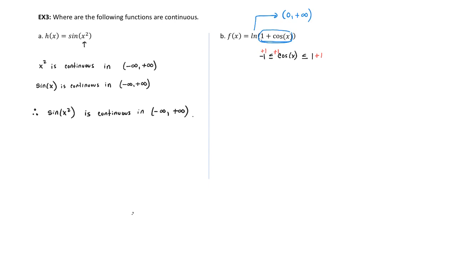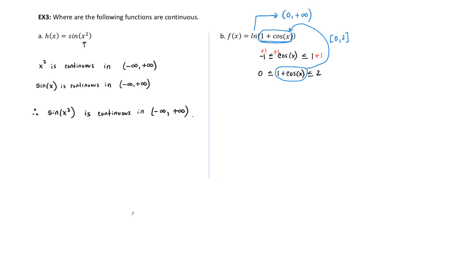If that's the case, I am going to have 1 minus 1, 0, less or equal to 1 plus cosine, because I'm adding 1 to the middle as well, less or equal to 2. This is telling me that 1 plus cosine of x will be between 0 and 2. So pretty much everything that's going to go in here is going to be between 0 and 2. But 0, that's a little bit dangerous.